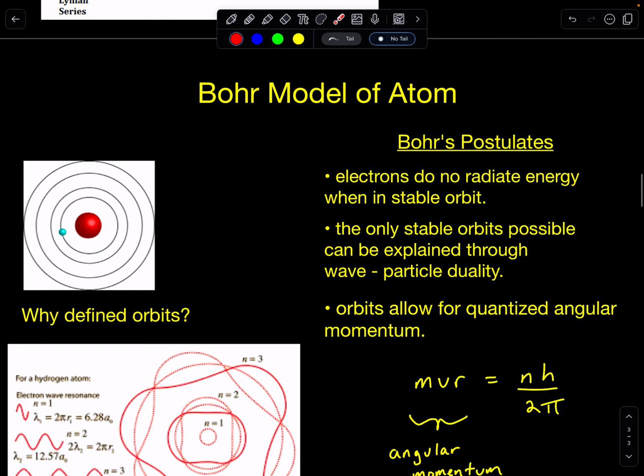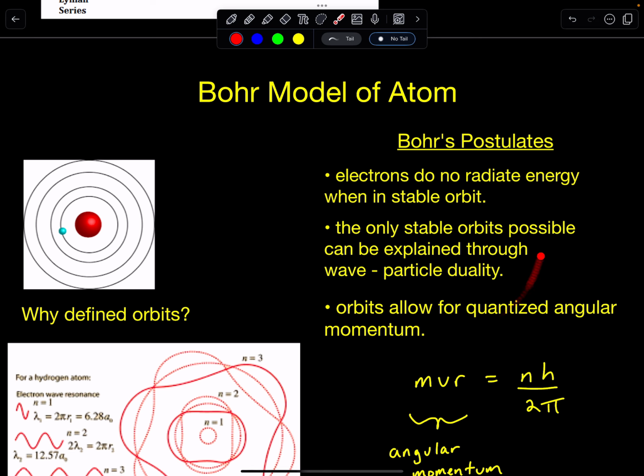Well, Bohr made some postulates, and these are the postulates that we need to know and memorize for the exam. The first thing that he said is that electrons will exist in quantized orbits, and those electrons don't radiate energy when they're in that stable orbit. They're able to just rotate or orbit in that way.